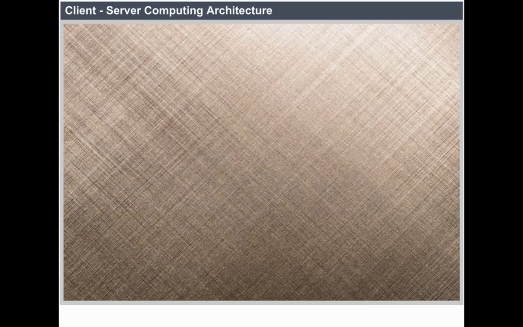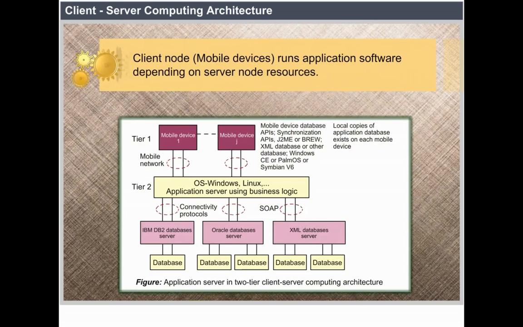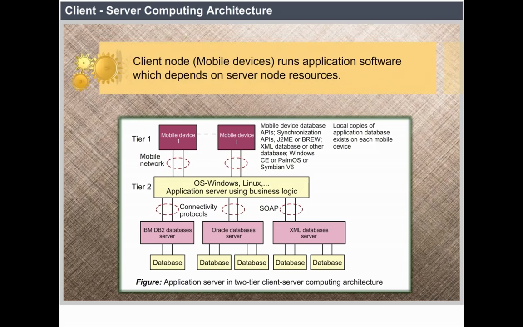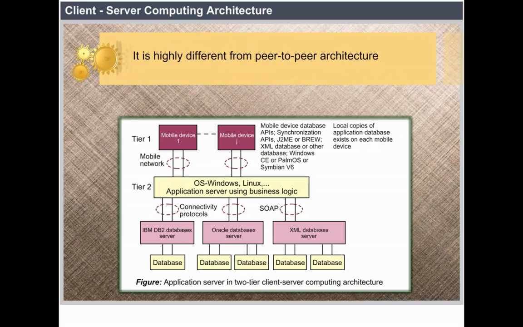Client-server computing architecture. A network architecture where a node, that is, computers and computing devices, is either a client or server. Client node, such as mobile devices, runs application software which depends on server node resources. Server node has larger resources and computing power than client nodes, different from peer-to-peer architecture.